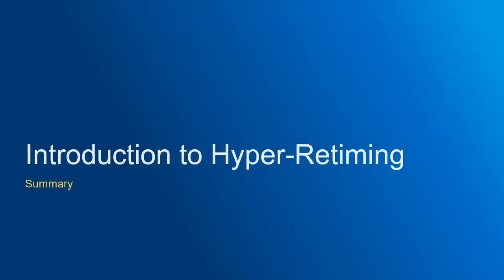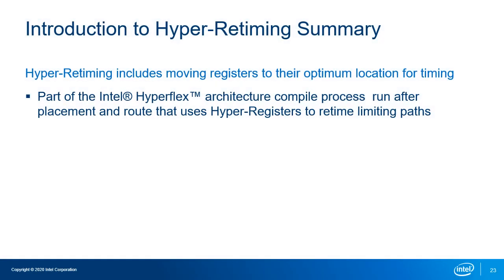This concludes our introduction to hyper-retiming. In this training, we learned how hyper-retiming involves moving existing registers from ALMs into optimal hyper-register locations to improve overall path timing. It is performed automatically on designs targeting the Hyperflex architecture after place and route for maximum performance gain.